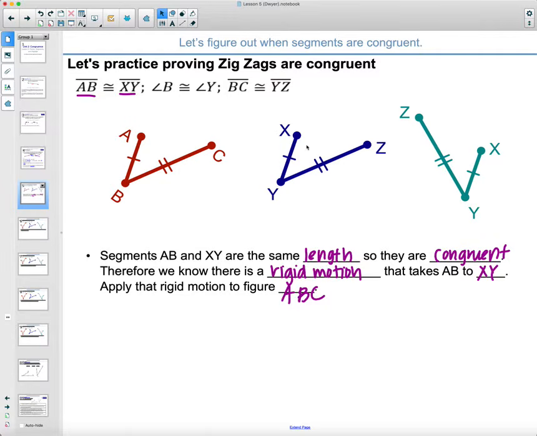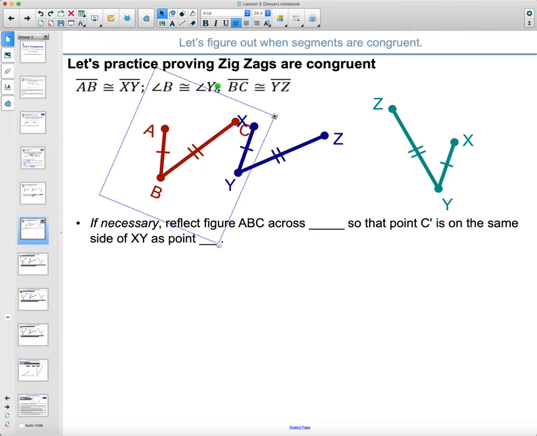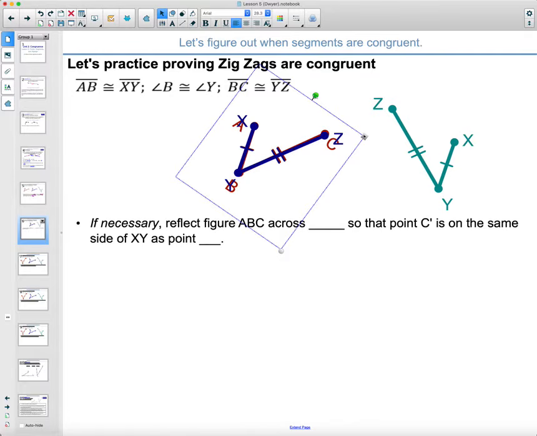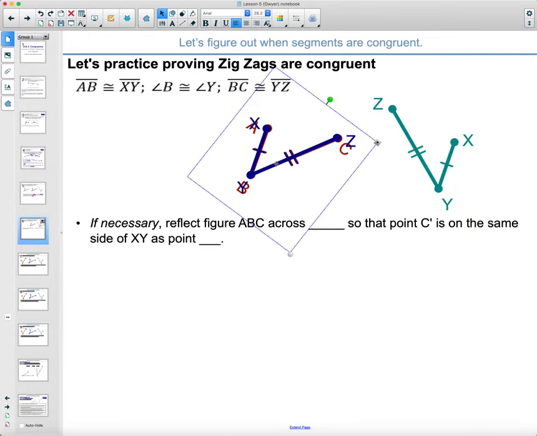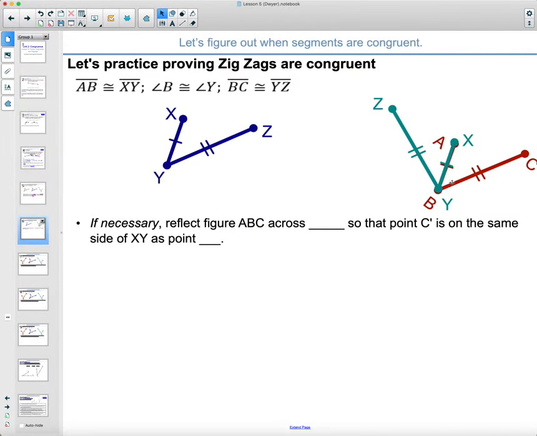So now that we've gotten AB lined up with XY, these were the two options that could have happened. It could have just landed on it like this, where it landed exactly and things seem to line up. The other option is that it landed like this. So there are two options. I know this is weird when we're looking at the picture, but either it lands on it and we're fine, or it could have landed this way, in which case we need to do a reflection.